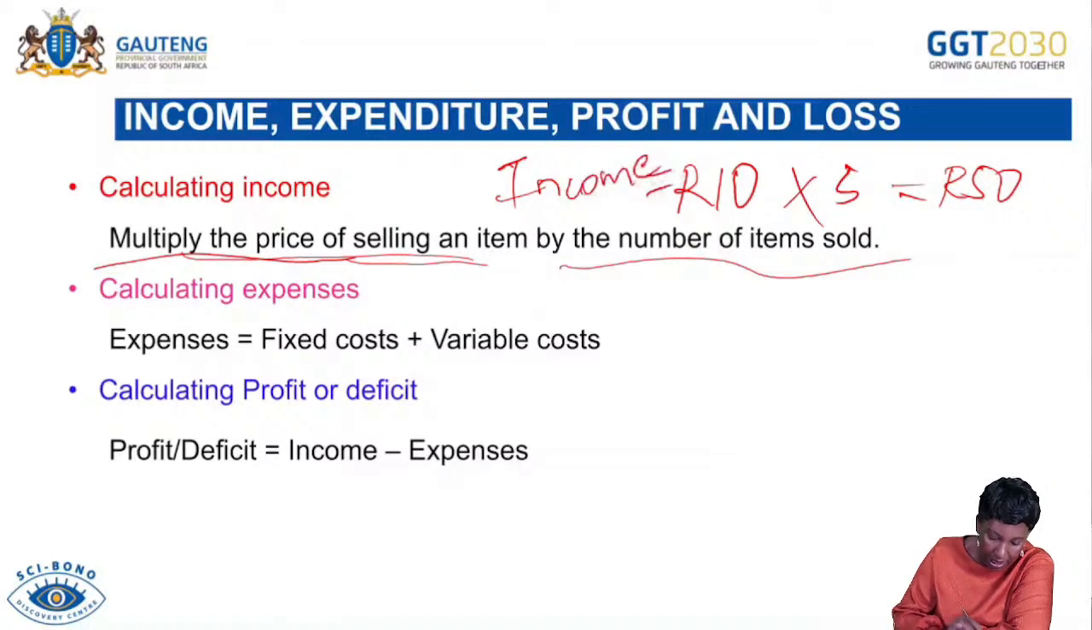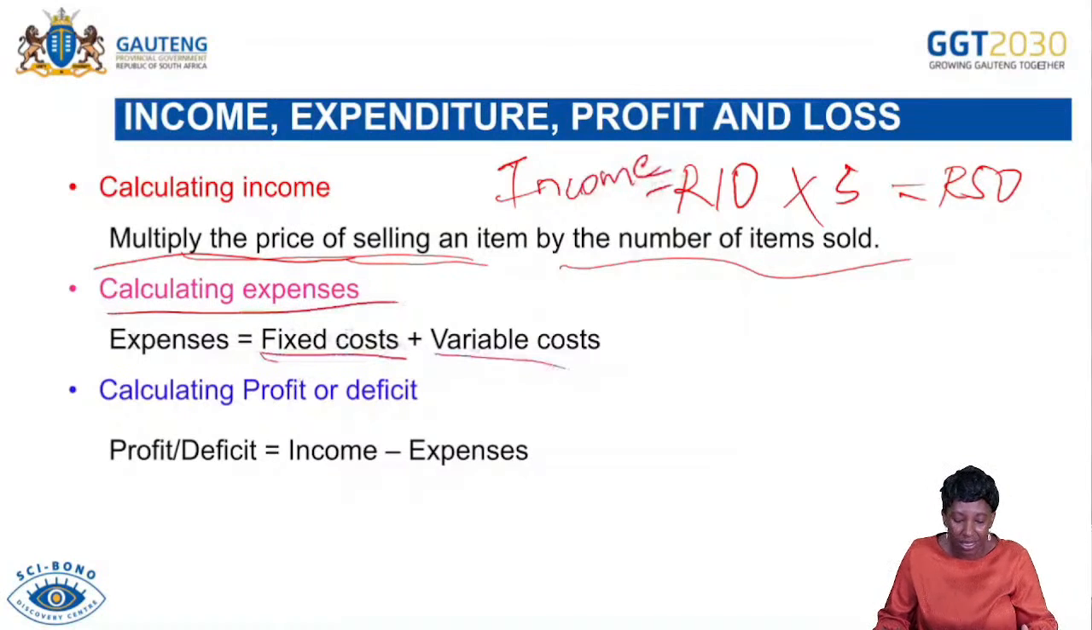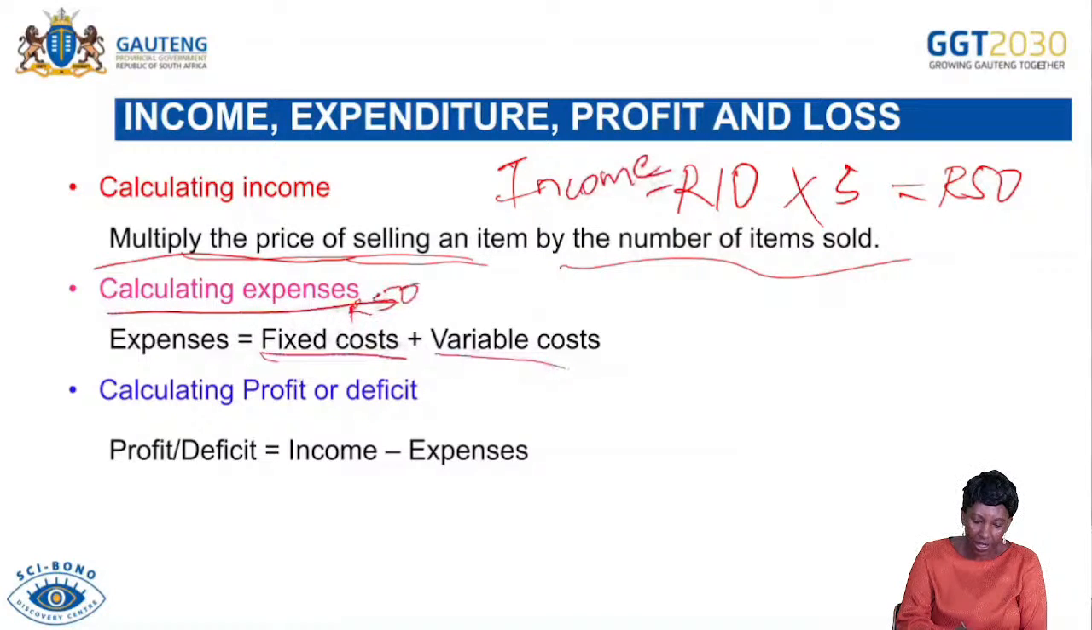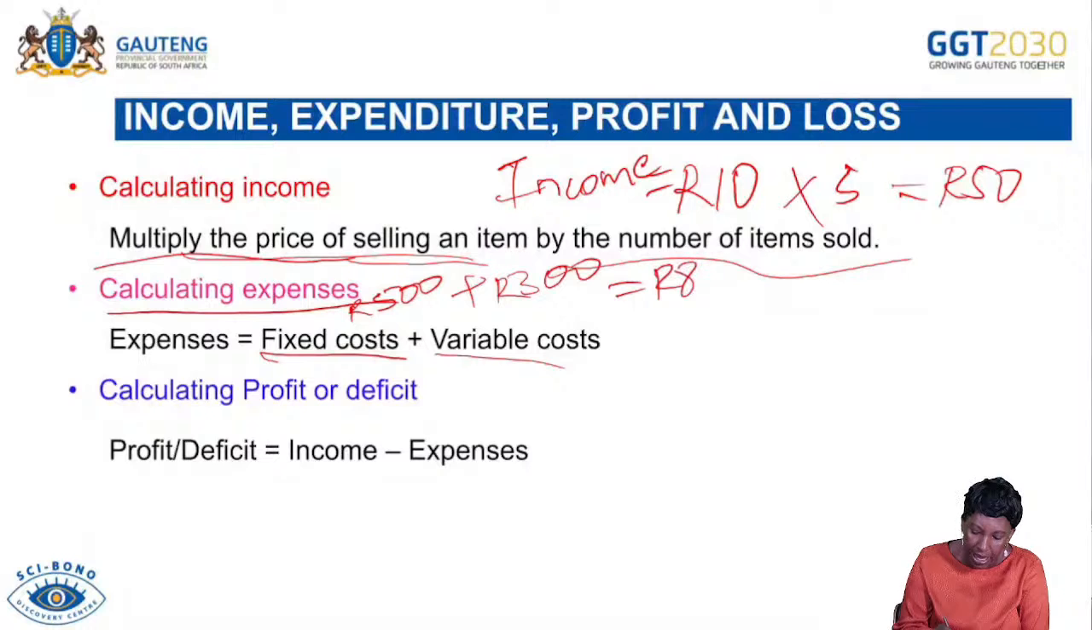This is how I calculate my income. And then calculating the expenses, I've already explained about the fixed costs and the variable cost. When I talk about the expenses, the fixed cost, remember those expenses that I said you need to start calculating on. The fixed cost of 500 rand for the rental, and then the variable cost for making that will cost me 300 rand. So all in all, my expenses will be 800 rand.